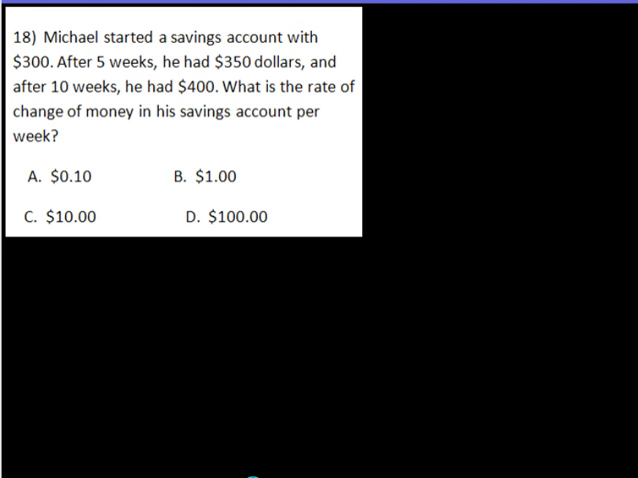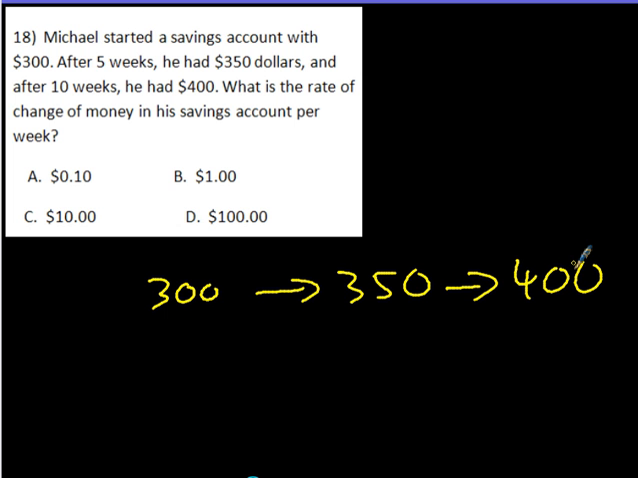Michael started a savings account with $300. After 5 weeks, he had $350. So it goes from $300 to $350 in 5 weeks. And after 10 weeks, he had $400. Okay, so it was plus 50. And it was plus 50. Okay, but this has a little bit of a twist in it. What's the rate of change of money in his savings account per week? Per week, not per 5 weeks.